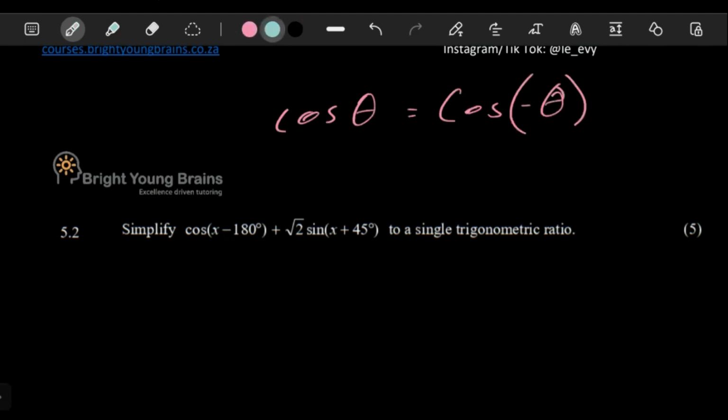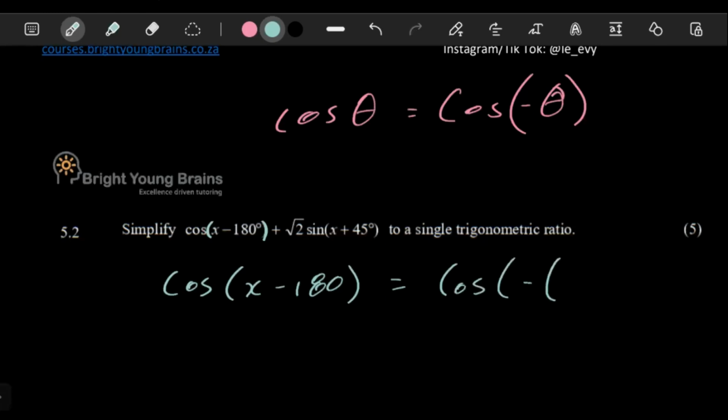So what I'm going to do is, you have to remember that what you see in here, cos(x − 180), is the same as cos(−(x − 180)). Because where you see a theta here, in our case it's just this whole thing, x − 180.